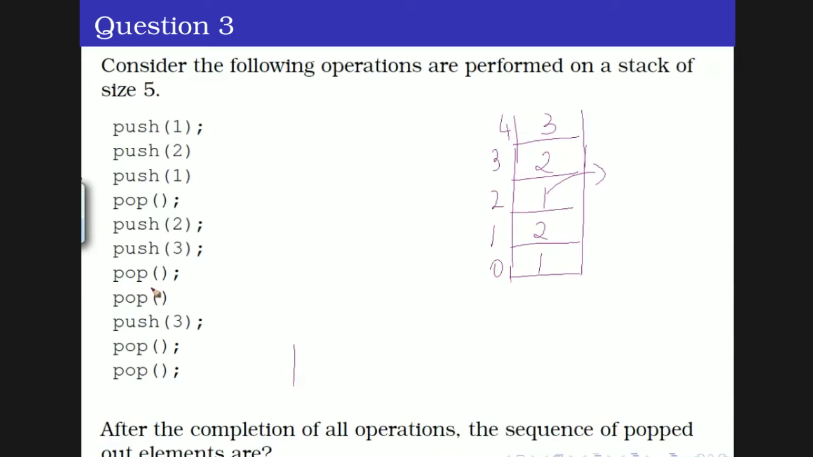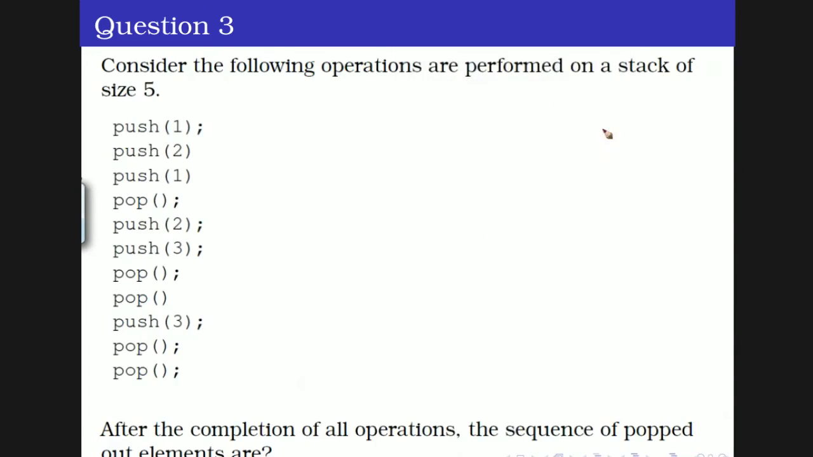So now what is the next operation performed? Pop. So pop will pop out the topmost 2 elements. See, there are 5 locations and we have pushed 1, 2 and 1. When we try to pop out, what happens? 1 will be removed. So 1 is popped out and then 2 and 3 will be pushed. So where will it be pushed? It will be pushed to the top location, 2 and then 3.